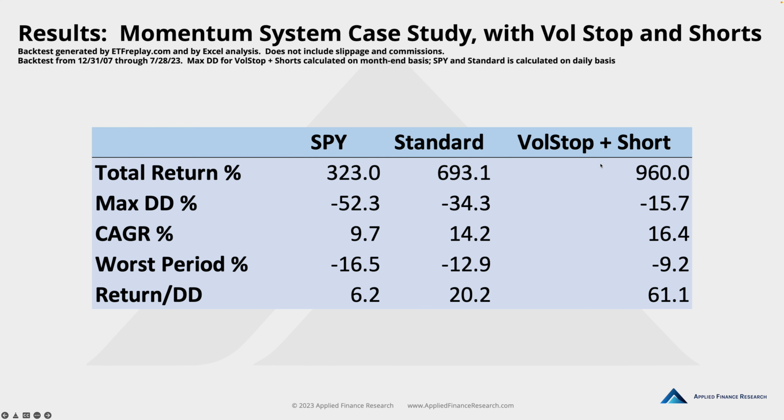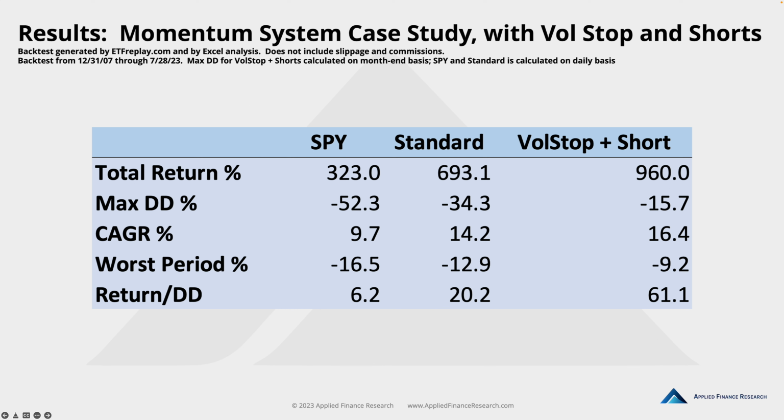Now, when we add the optional volatility stop and shorts, we see that the total return goes from 323 for SPY to 693.1 for standard, and then jumps to 960% when we add these options. Maximum drawdown gets cut more or less in half from the standard to minus 15.7, CAGR jumps to 16.4, and our return to drawdown ratio jumps to 61.1. So now we're at about 10 times the return to drawdown ratio of the S&P.